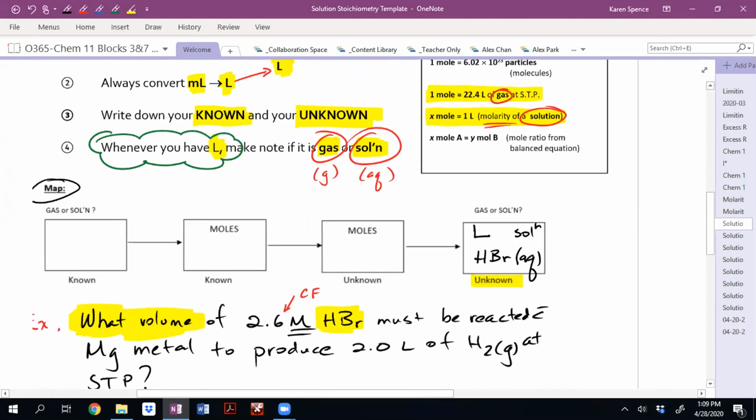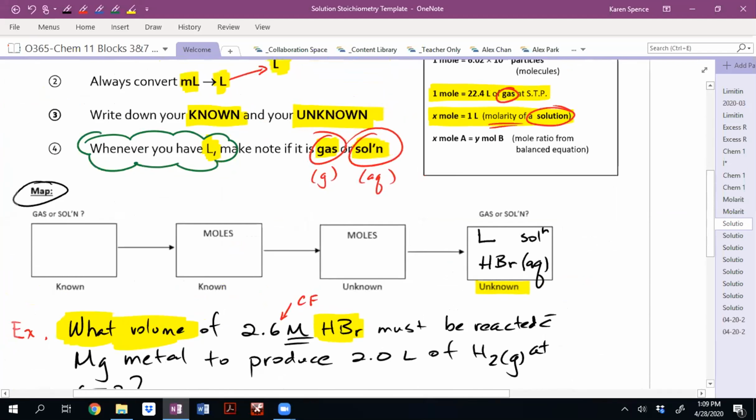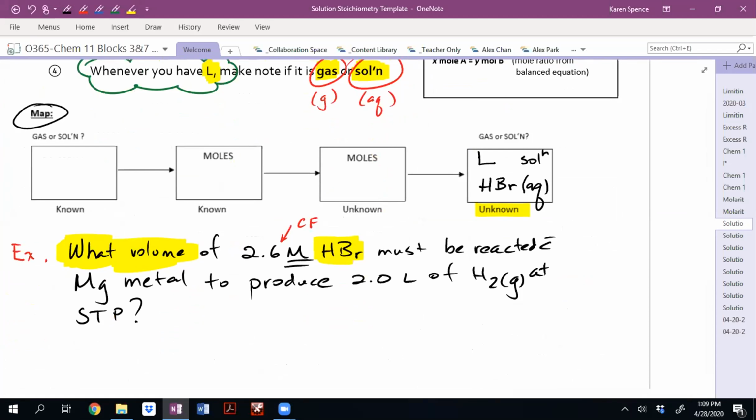Okay. In this question, what is our known substance?